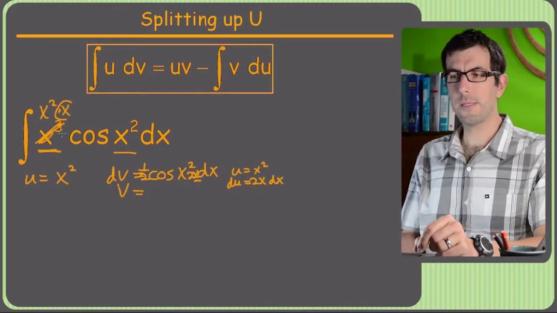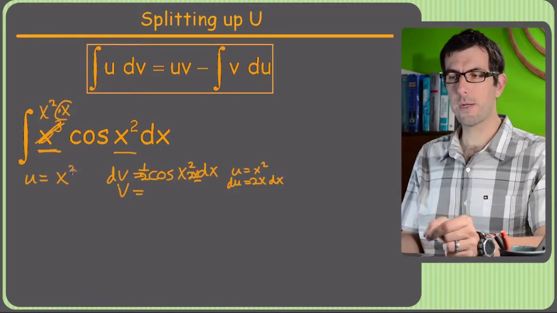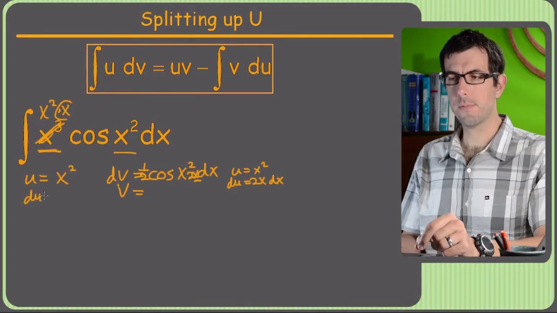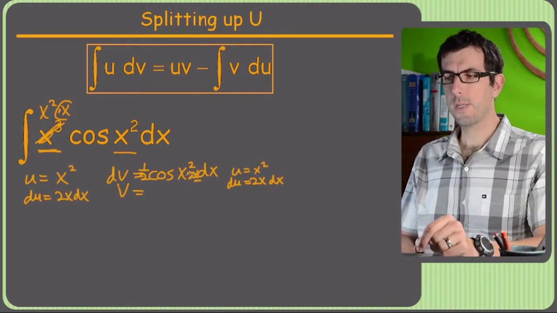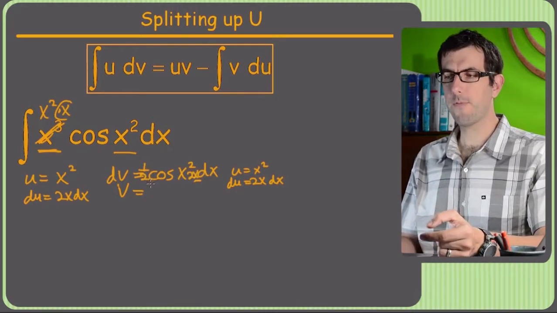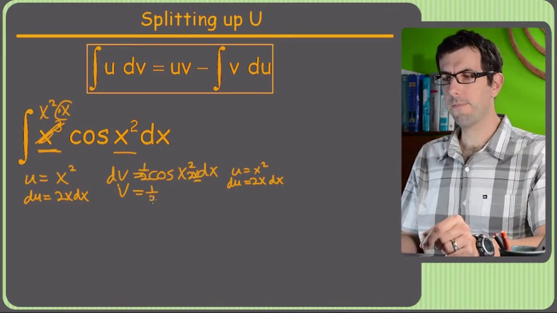But the point is that this x cubed, if I break it up to an x squared and an x, now things work out, so I can integrate cosine x squared. So I need a 2x right there, which means I need a 1/2 out front. So I get 1/2 sine of x squared.